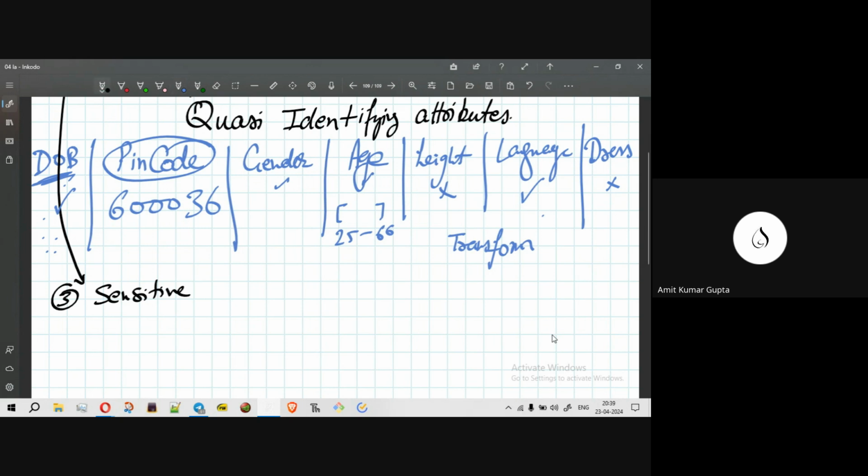The third type of attribute is the sensitive attribute. So what is sensitive? As the name suggests, it's quite sensitive information. It's some kind of information which our clients are not willing to share.